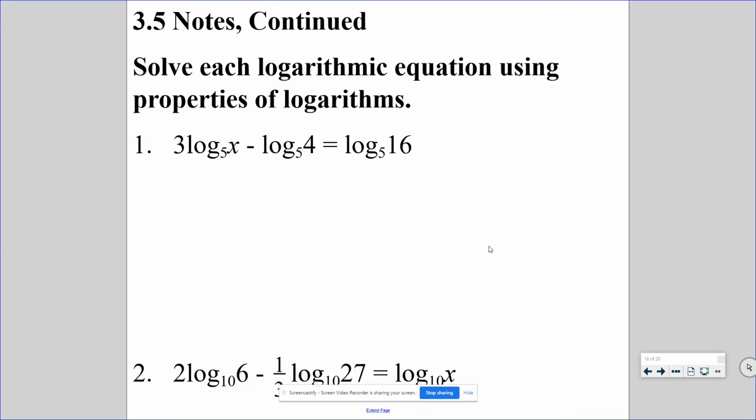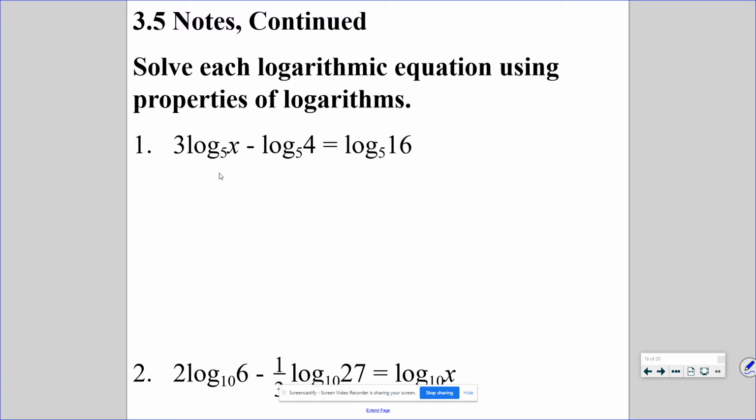Like I said, this is lesson 3.5 continued. We just have 4 examples that we're going to go over today. The goal of today is to learn how we can apply properties of logarithms to help us solve logarithmic equations.